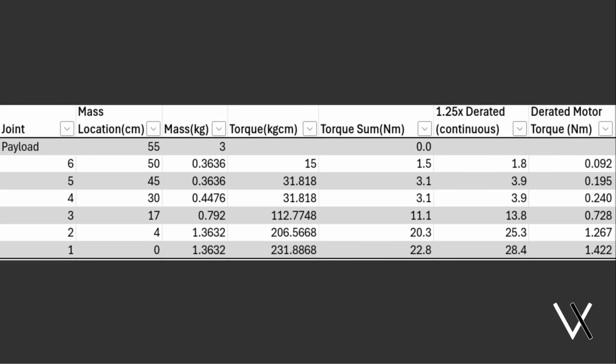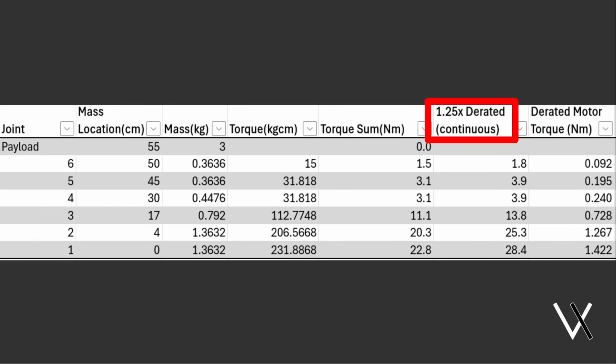This math is done assuming the worst case scenario. Basically that everything is cantilevered at 90 degrees, but I still added 20% of the mass of each joint, and then on top of that, I derated the motor's continuous torque by 25% to give myself plenty of headroom.